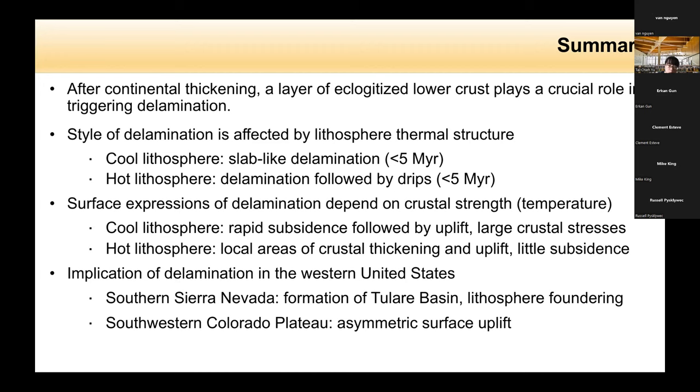For a cool lithosphere, this removal event will cause surface subsidence because of the large crustal stresses. And for a hot lithosphere, this removal event will cause localized crustal thickening and surface uplift with little subsidence. Finally, this model result may imply something about delamination in the Western United States.